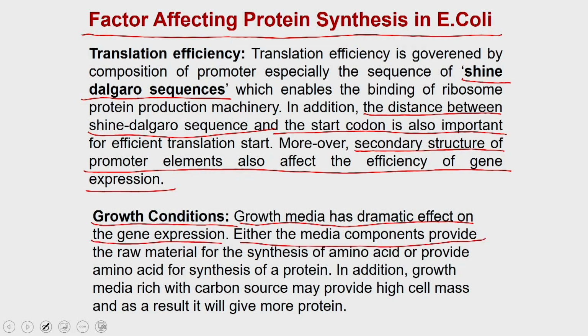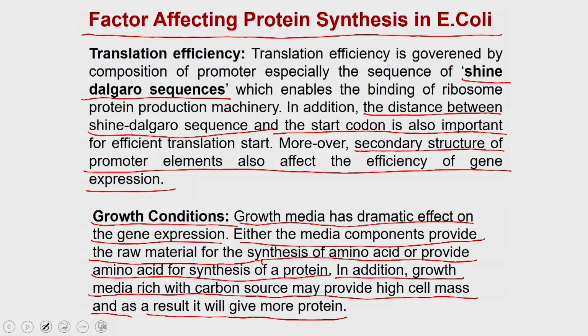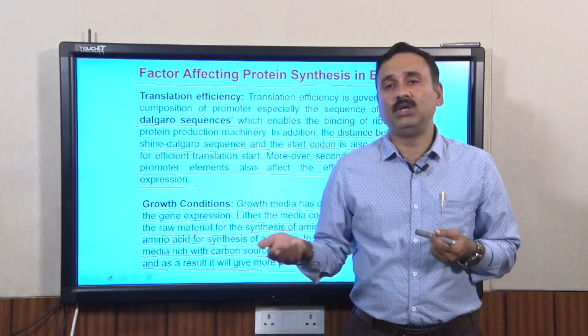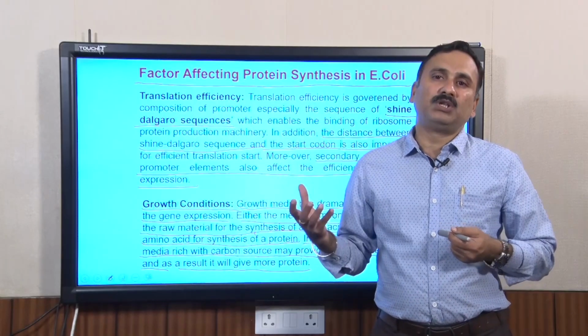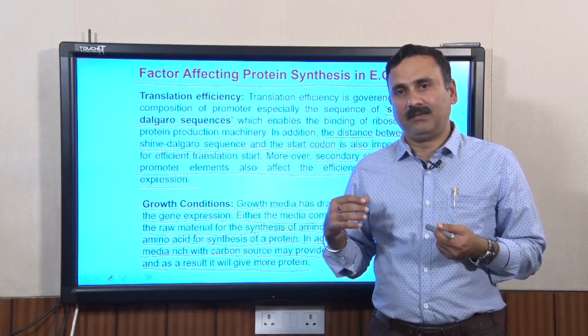The media components provide the raw material. If your protein requires lysine, arginine and glutamate, then these amino acids or their precursors should be present in the media to provide the amino acids for the synthesis of that particular protein. In addition, some growth media are very rich in carbon source, and that generates a large cell mass, and once you have a large number of cells, you eventually get more production of the particular protein from the cells.